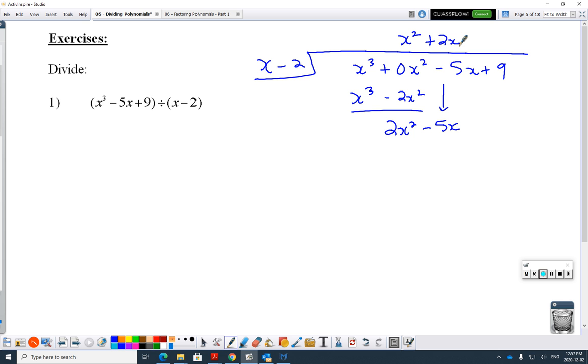And then distribute. 2x times x, 2x squared, you're happy because that's going to go. 2x times negative 2 is negative 4x. And then you subtract. Say the word subtract as you're doing these. 2x squared, subtract 2x squared, gone. Negative 5x, subtract negative 4x.